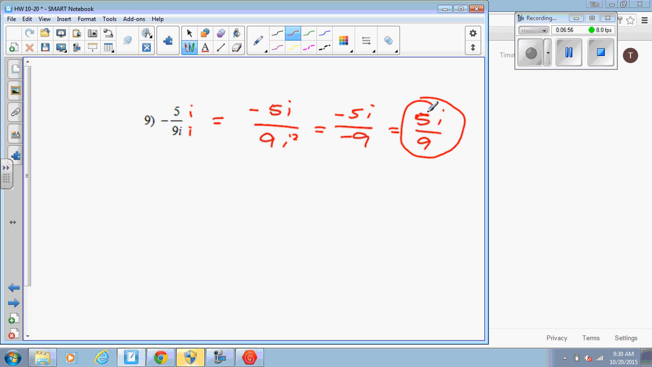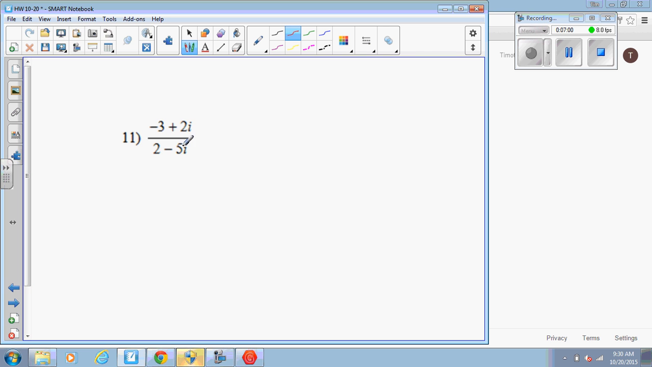That's number 5. Okay, and then the number 11, again, we can't have the square root on the bottom, but with this binomial here, we have to use the conjugate of 2 minus 5i, and that's going to be 2 plus 5i. So top and the bottom of the fraction, we multiply by 2 plus 5i. So now we have to multiply the binomials on the top and then separately multiply the binomials on the bottom. I'll be very clear with this.